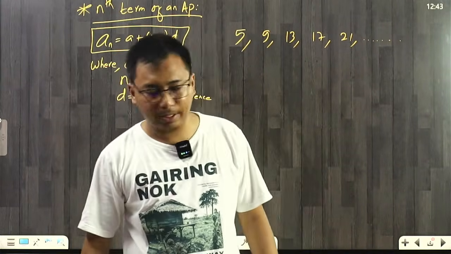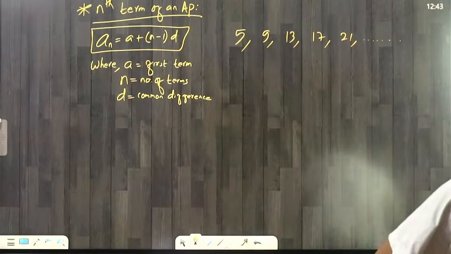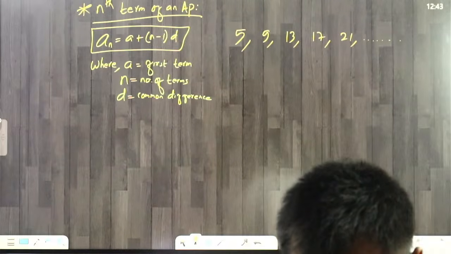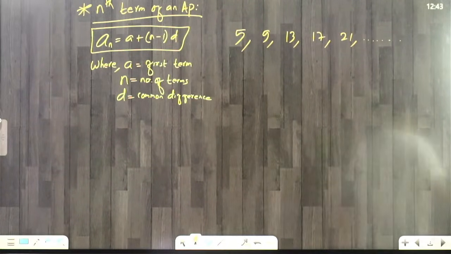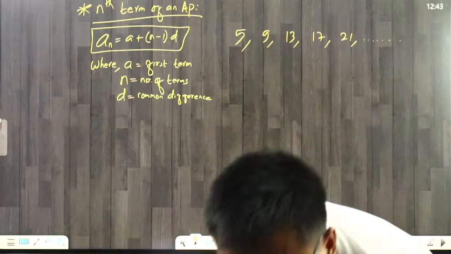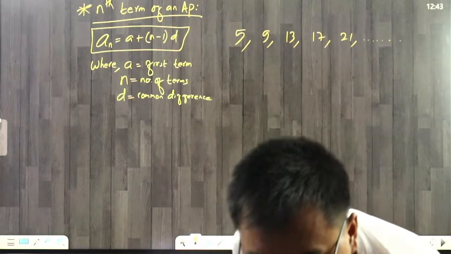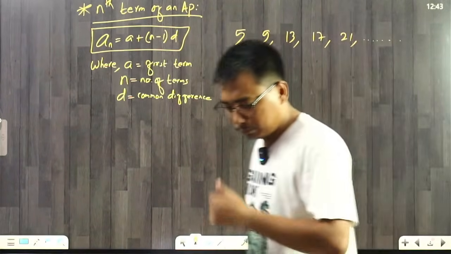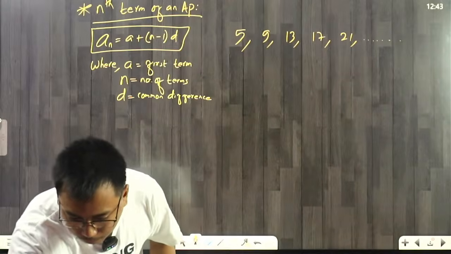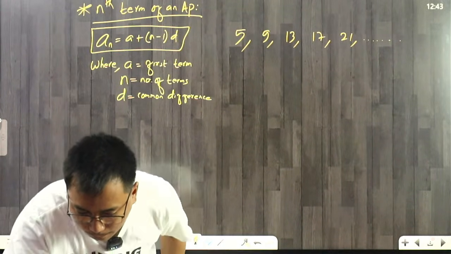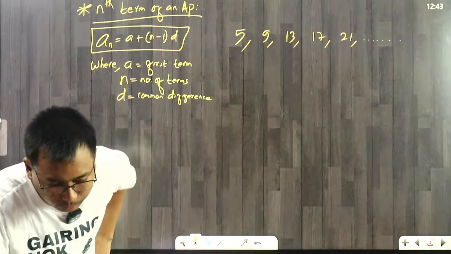Oh, the PC's battery is turning low. Wait, I need to charge it. Is it charging? Okay. 5 root 2. Yes, sir. Nth term of an AP. Yes. Good afternoon, mystery. Good afternoon.